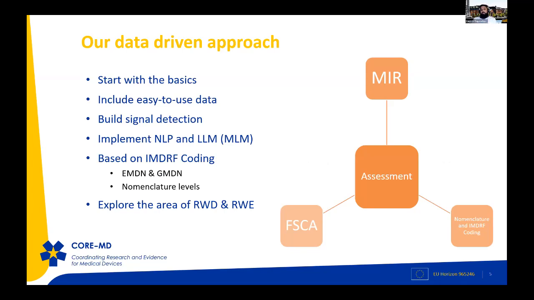What we have tried to do is to build a signal detection system, which is based on the RMDF coding, along with the combination of the EMDN and GMDN codings, which are the most used nomenclature systems as of now. Of course, it will be merged towards EMDN later on, but right now we see a lot of devices with the GMDN nomenclature as well. And there are different levels within this hierarchy of the devices. So we've built a system that can identify a specific device within the same hierarchy, so we can assess all the incident reports based on these rules.